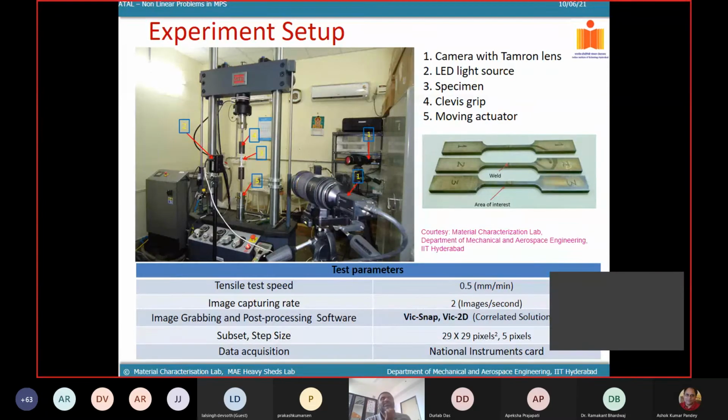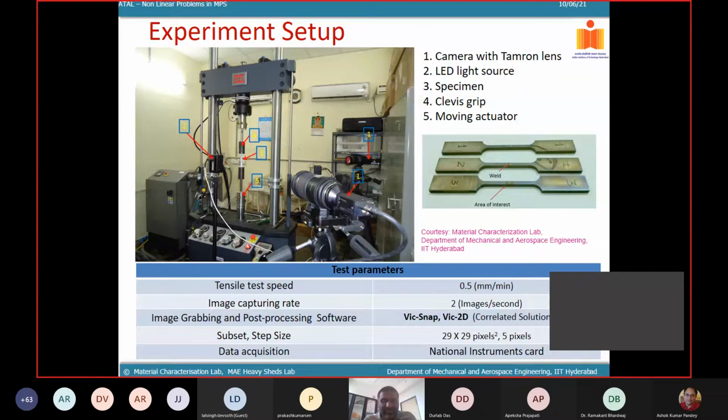So the same setup. We have used a 2D DIC. So this is the sample. For thin samples we have used a clevis pin arrangement. For thick samples we have held them between the hydraulic grips and loaded them.